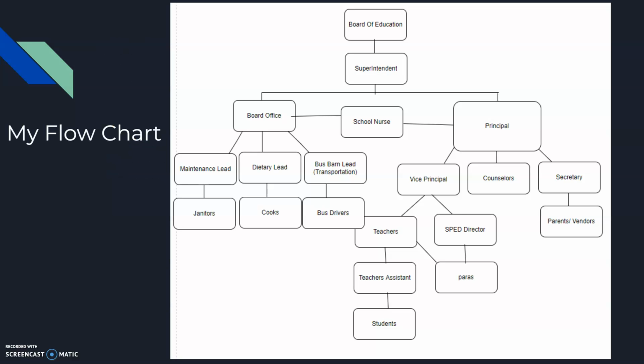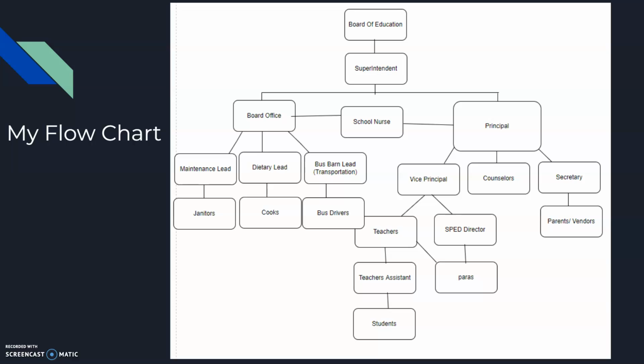Alright, so finally my flow chart. So functional organizational, each one kind of follows down hierarchical style. At the top I have the Board of Education. They really dictate what needs to happen and what happens as it falls down. That trickles down to a superintendent, who is the head of the entire school department. They make a lot of the decisions on what needs to be done.